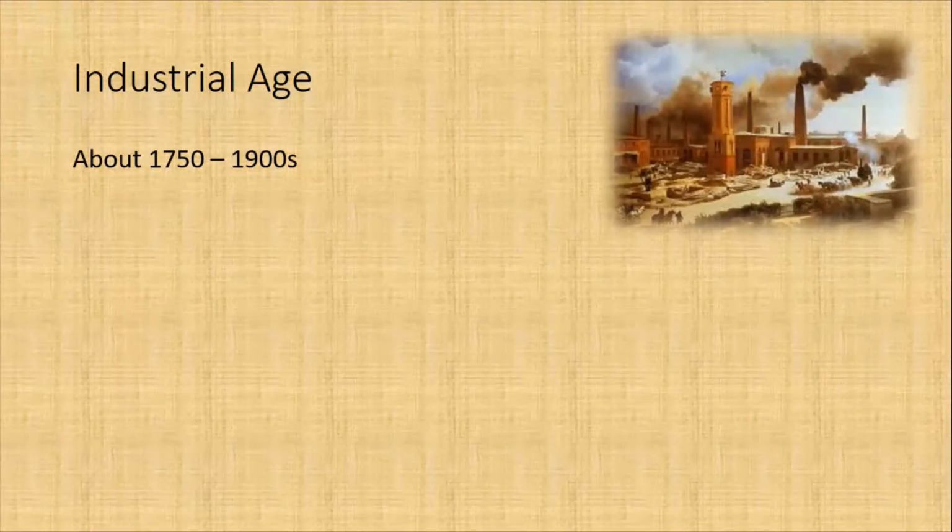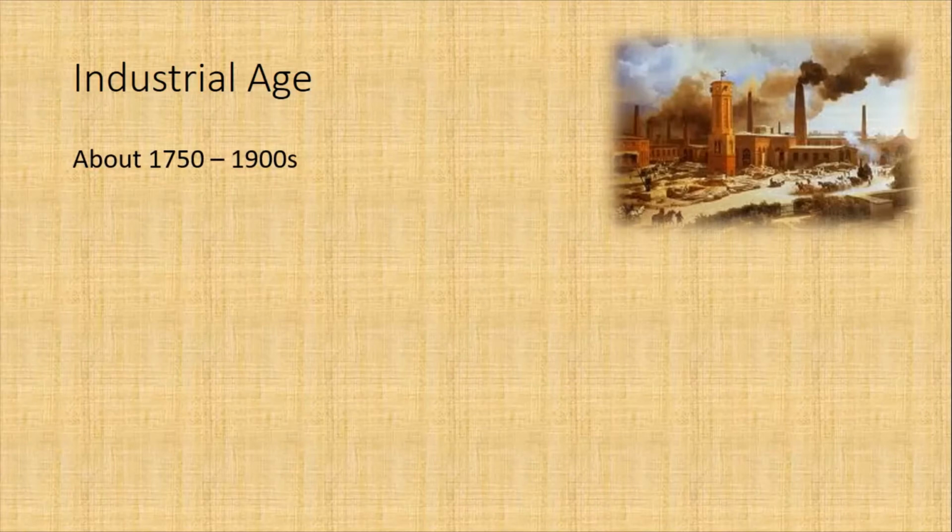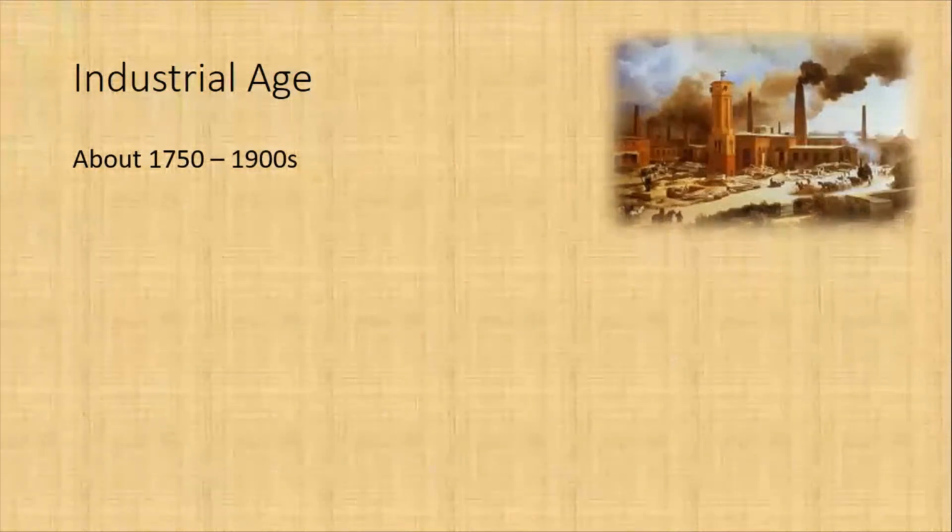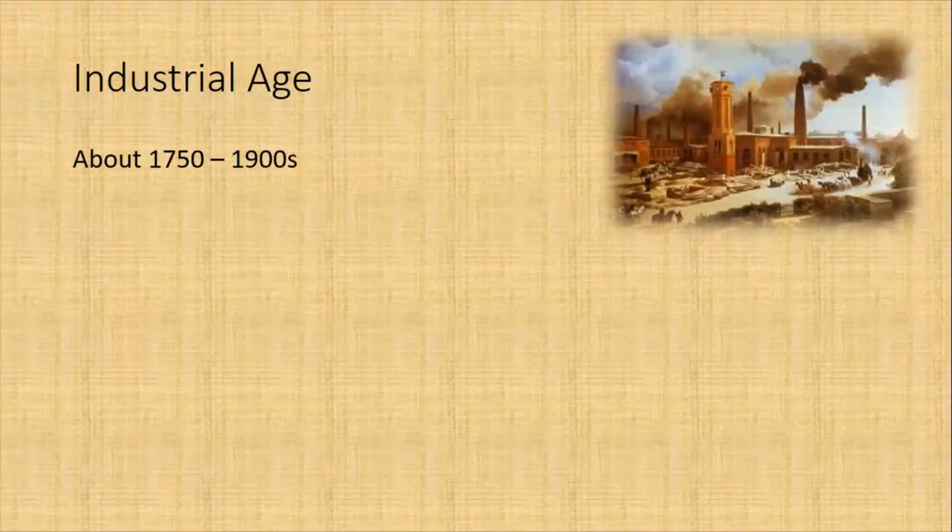Now you might be saying, whoa, Mr. Wilson, what happened from 500 BC, from the end of the Iron Age, until 1750? Well, there was a lot of different things that happened in there. There were the Dark Ages, the Middle Ages, the Renaissance. But we are talking about the major technological ages for this particular presentation.